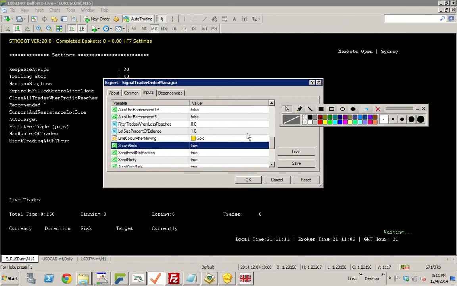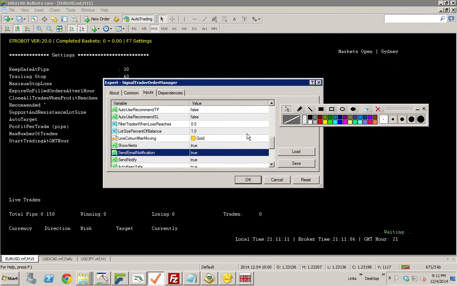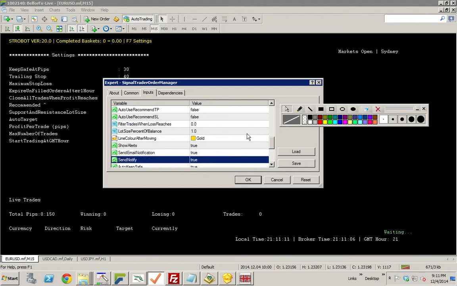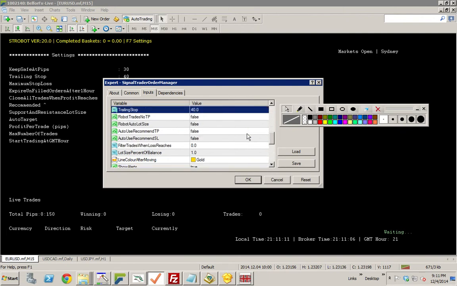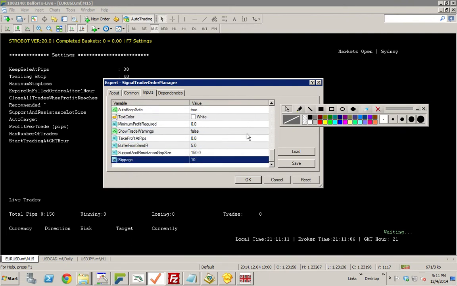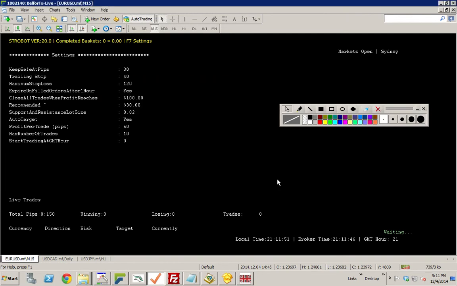There's alerts. Here you go. So alerts means it's going to pop up a box when it wants to tell you something. You can get it to send email to your email account. You can also get it to send notifications to your mobile phone, which is quite good fun because you can see what's going on. Auto keep safe is true, so we have that on anyway. So everything else you can kind of leave alone. Those are the main ones that you need to worry about. So that's really it. That's all you have to do.